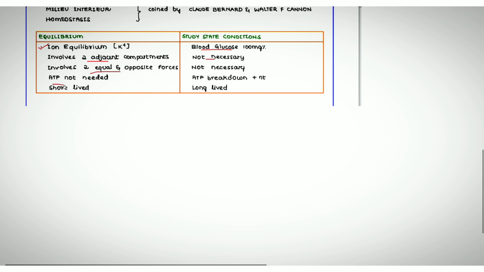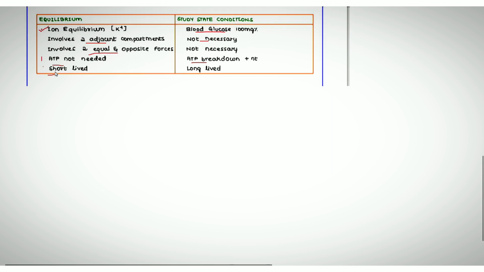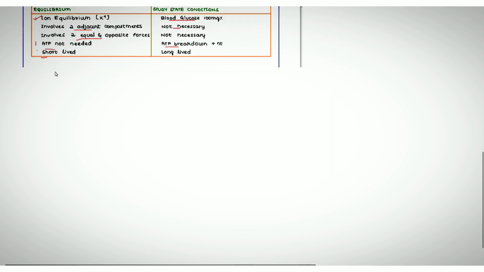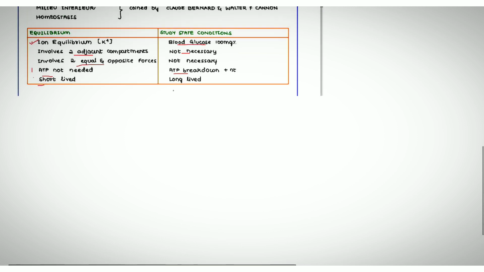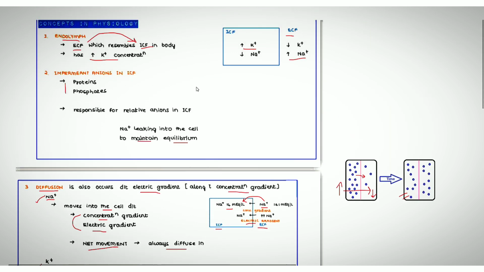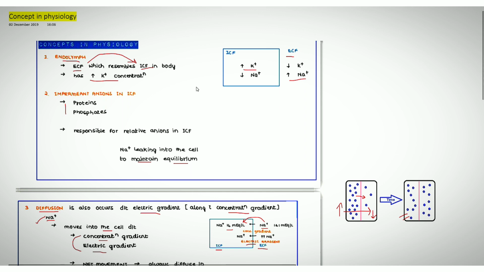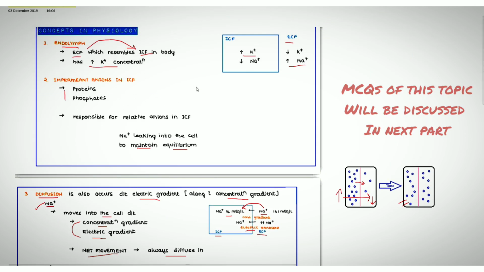One of the most important and easiest things to remember is about ATP. Equilibrium doesn't need ATP, but in steady state conditions, ATP is broken down. And equilibrium is short-lived, hence the movement of ions is temporary. It can move in and it can move out based on the concentrations of the substance, but the steady state condition is always long-lived. So in this chapter, one of the most important things you have to remember is the properties of diffusion and how the ions move from inside to outside the cells. The further MCQs of this chapter are discussed in the next lecture.